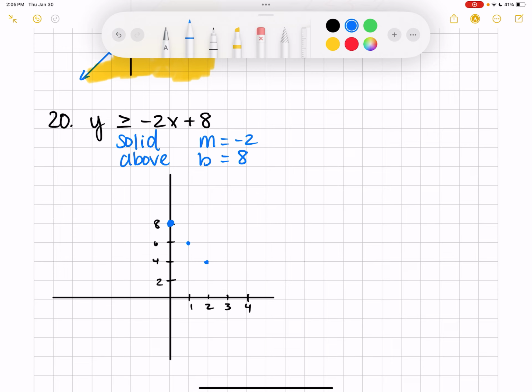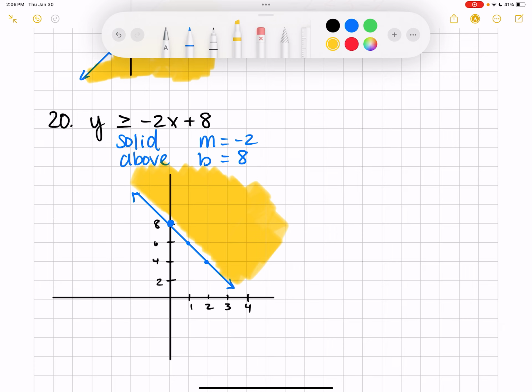And now I'm going to connect the dots. So this time I'm shading above. So it's up here. That's where y is bigger. So basically the y keeps going up bigger up here. So that's why I know it's up here.